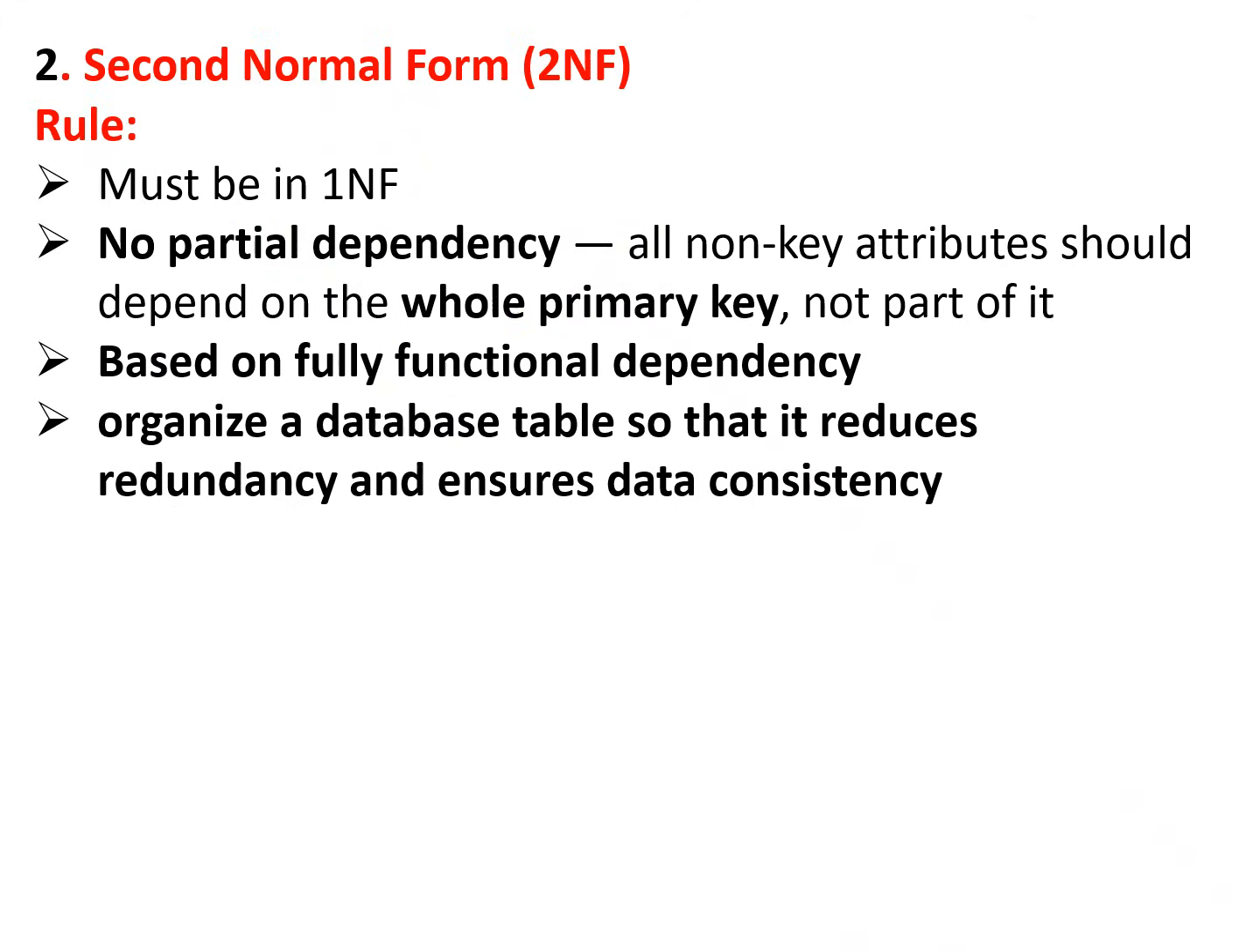What is the condition for the second normal form? It must be in first normal form, and there must be no partial dependencies. Partial dependency means that all the non-key attributes should depend on the whole primary key, and not on just a part of it. It is based on full functional dependency. We can organize the database table so that it reduces redundancy and ensures data consistency.